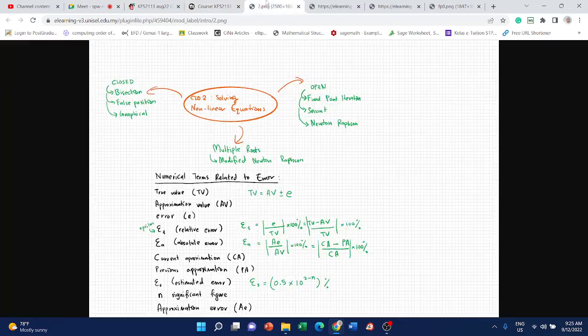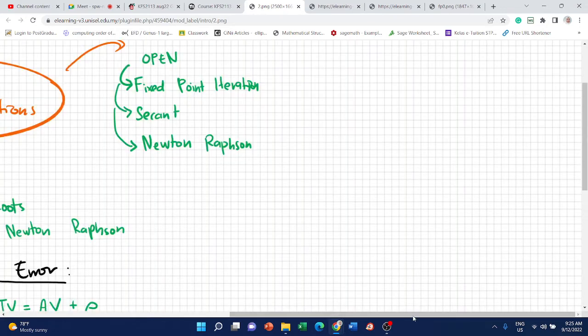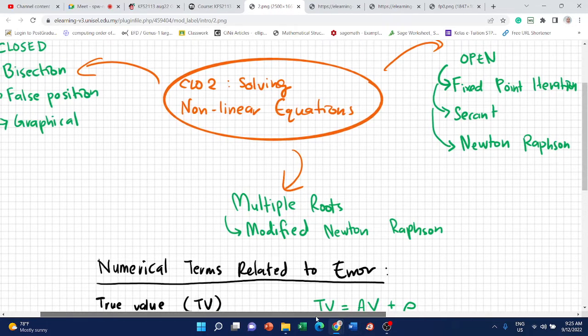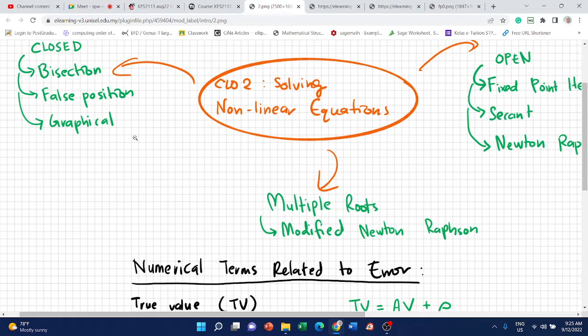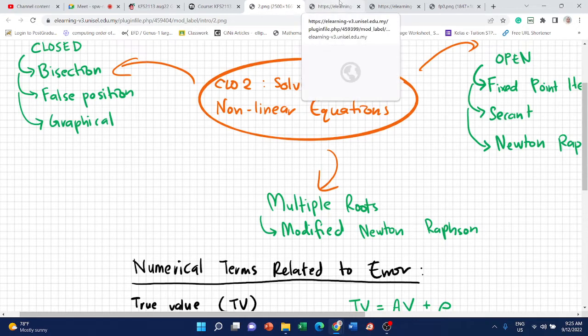But before that, I just want to revise again. So we have started on second chapter last week. The method that we have started is the graphical. So what is the topic for the video? Anyone can respond? What's the topic? Bisection, if I'm not mistaken. Yeah, okay, bisections. Good.